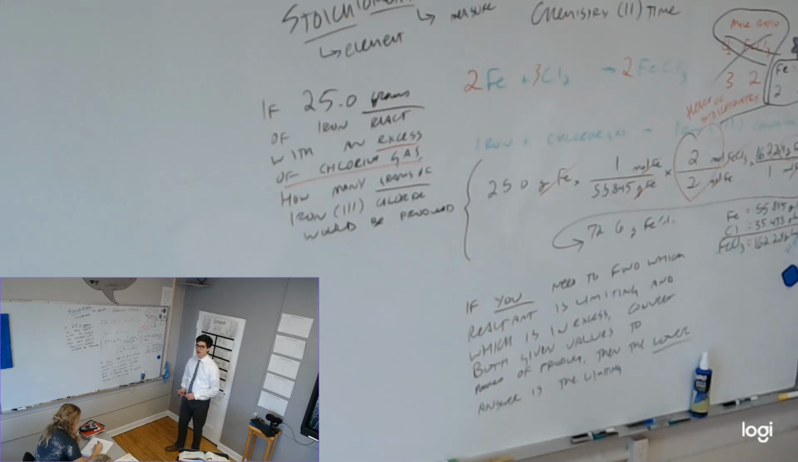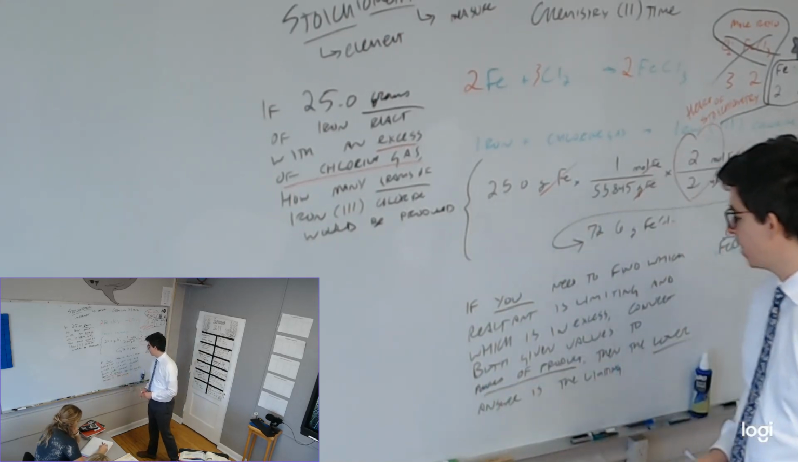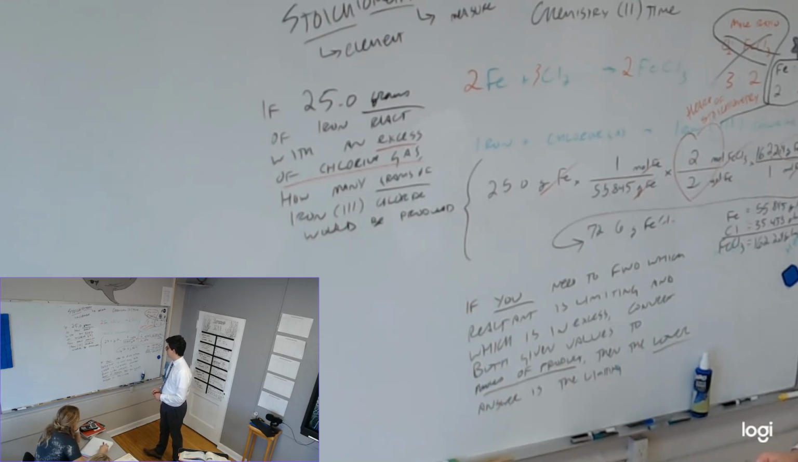Sometimes it'll ask you, how much is it in excess? Well, if that's the case, then you take the completed amount of the product using the limiting reactant and convert it to the excess. You convert it to the excess, and that'll tell you how much was actually needed, and you subtract that from the amount you had.